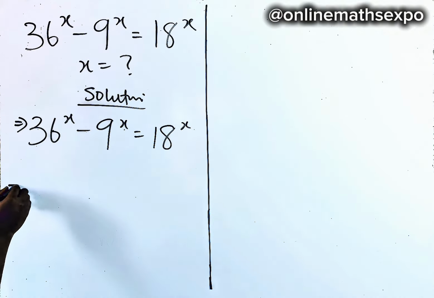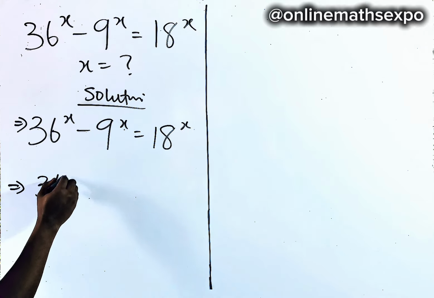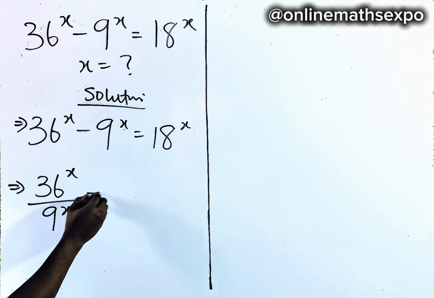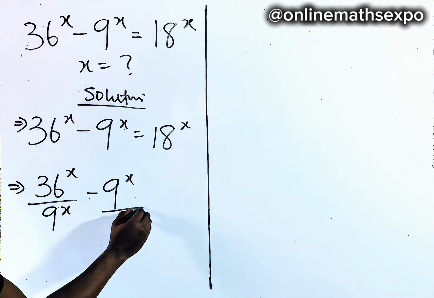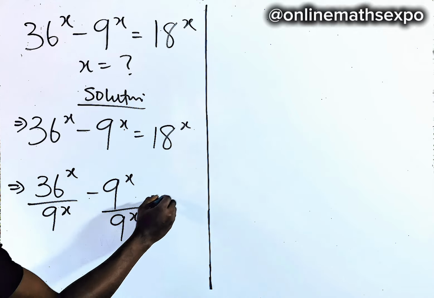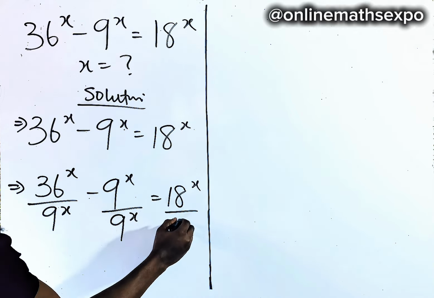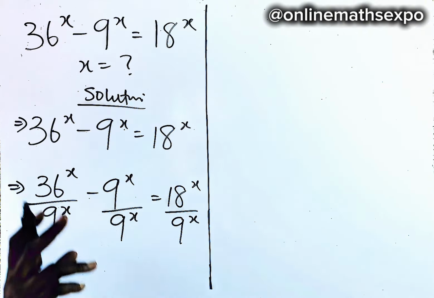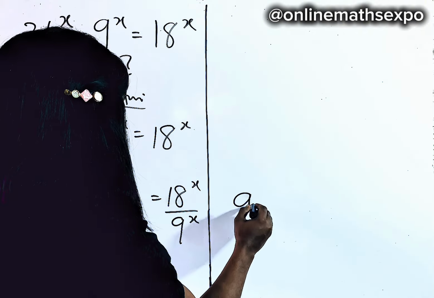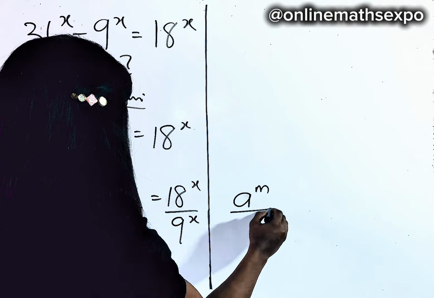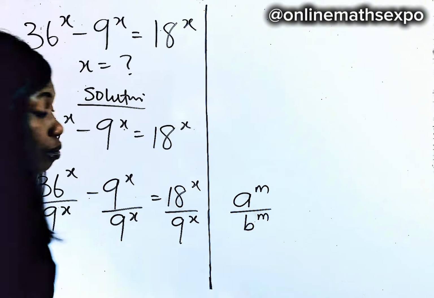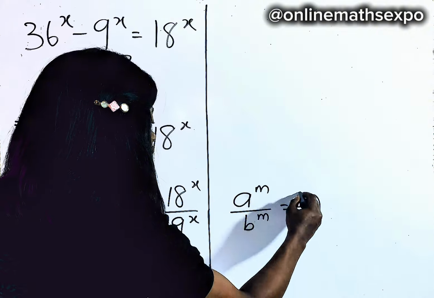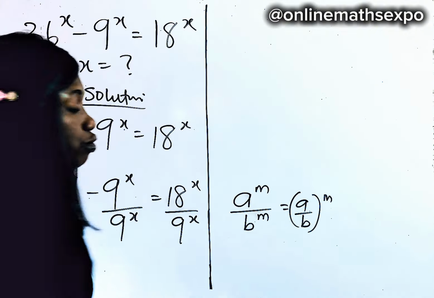So let's do it. We are going to have 36 to the power of x, divided by 9 to the power of x, minus 9 to the power of x divided by this is equal to 18 to the power of x divided by this. Now, what do you do at this point? Just quickly remember, each time you have a to the power of m divided by b to the power of m, you see that the powers are the same. It is a divided by b raised to the power of m.